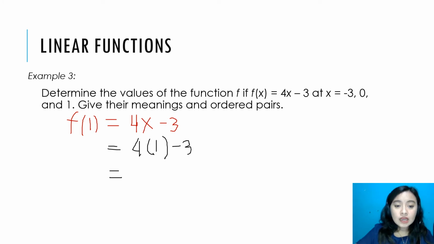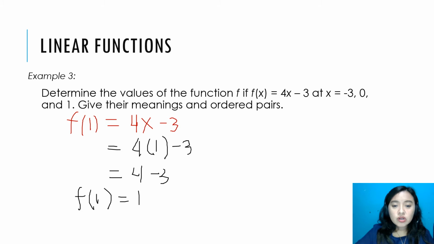Or simply, 4 times 1, pila man na? That is 4 minus 3. Or, f of 1 nato is equal to positive 1. So, mao ni ang value sa function or ni y kung ato ang x is 1. So, if we write that as an ordered pair, si x nato is equal to 1, si y nato is equal also to 1. As an ordered pair, that will become 1, 1.